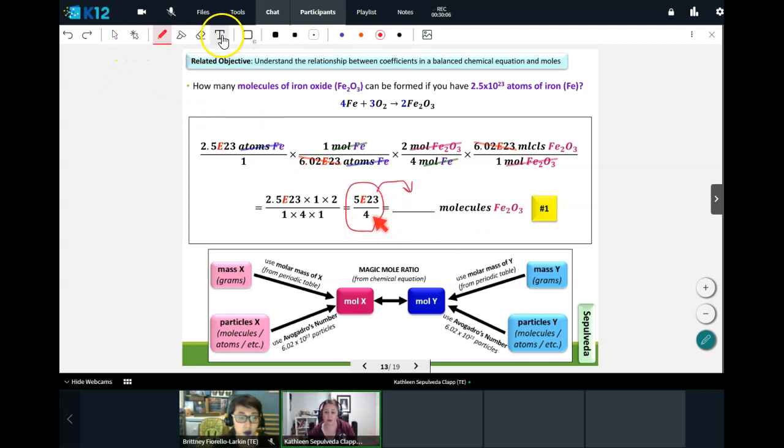What do you have here? This is the final calculation that you will have to do. Again, no answers in the chat box. You could check in with us in the Q&A section. We'd be happy to do that. This is the answer to number 1. Make sure you're getting molecules of iron oxide. That is your unit. So again, I'll give you 30 seconds. Okay, 30 seconds. Go, go, go.